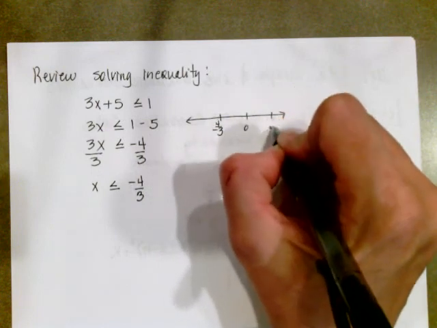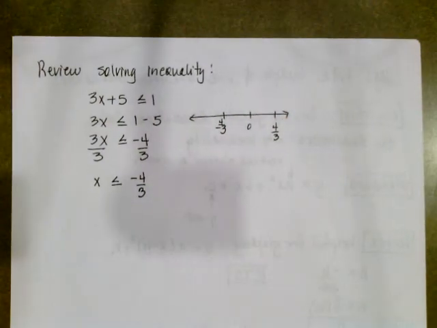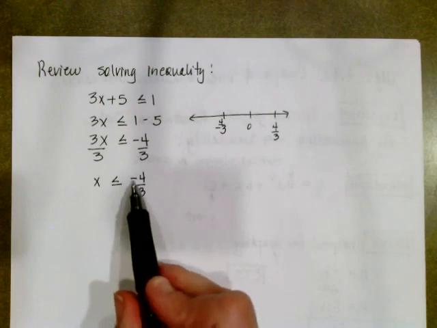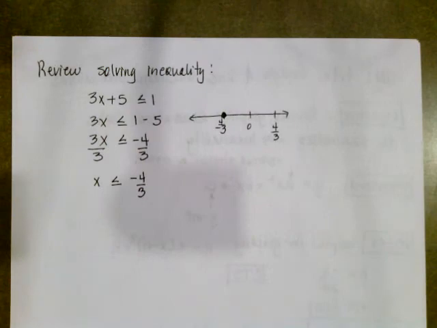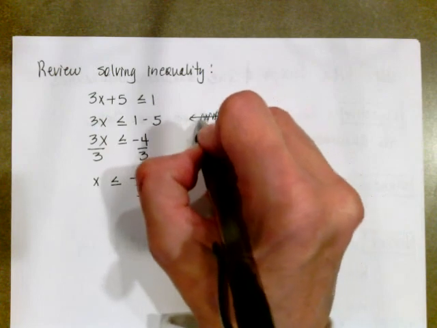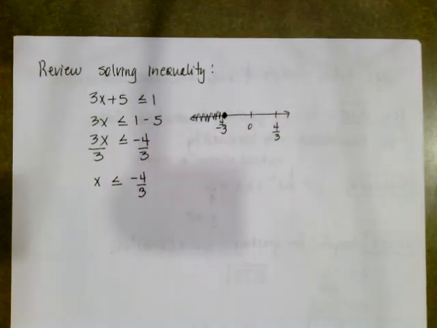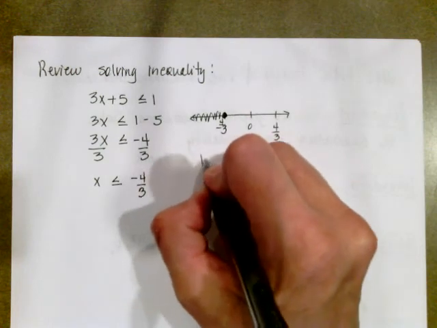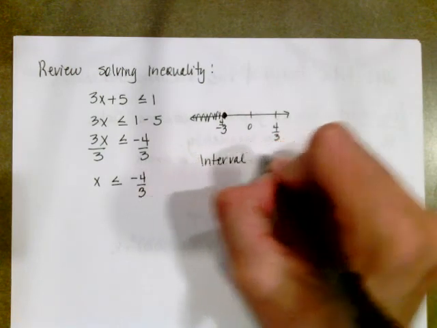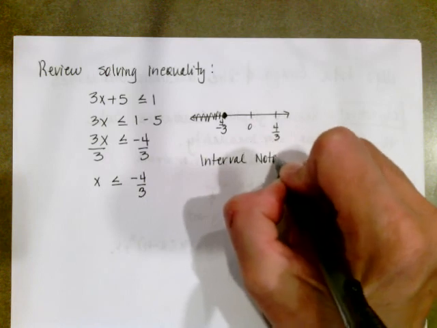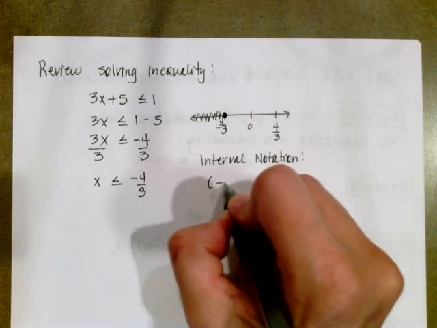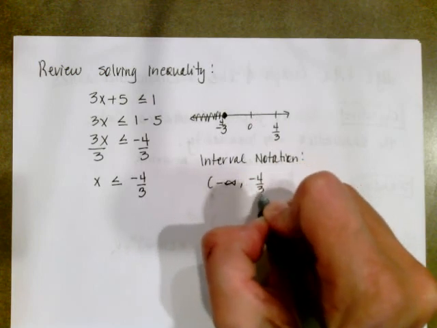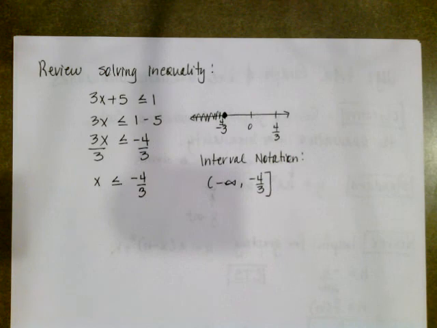There's a 0, and there's my positive 4/3. If you'll remember, this says it's less than or equal to, so that means I have a closed dot on the negative 4/3 because that means it's part of the solution, and then my graph goes that way. All right. If I put this in interval notation, which is what we will spend most of our time this year doing because now we're in big kid math, then I would write that as a negative infinity to a negative 4/3, and the 4/3 is included.